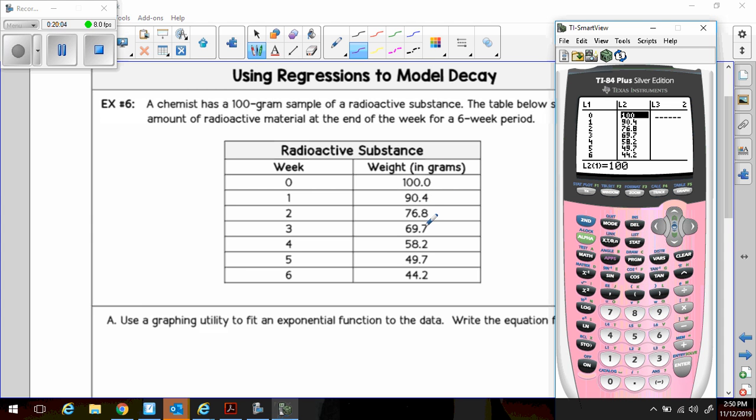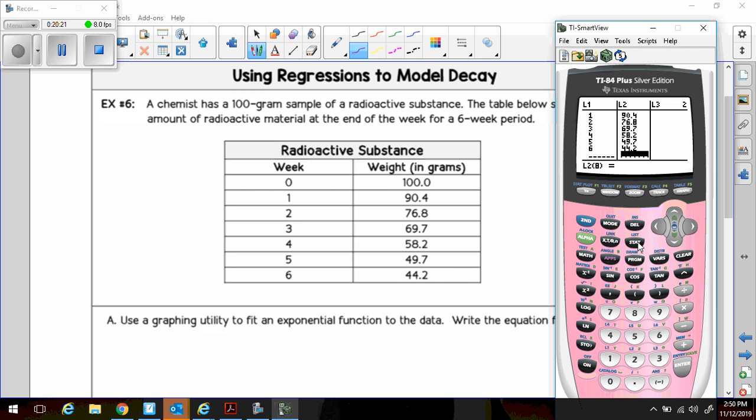190.4, 76.8, 69.7, 58.2, 49.7, and then 44.2. Press enter after each one, okay? Enter, enter, enter. After each one, not when you're plugging them in. I just plugged in mine already.